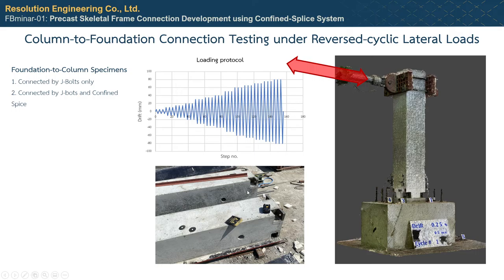Okay, these pictures just show you the column specimens. I have one specimen without the rebar splice, right? And another specimen with the splice. This one, the dimension is 50 by 50. This one is 40 by 40. Moment will be carried solely by the system of J-bolt and column shoe, but in this one, the confined splice system will be taking care of the bending moment.